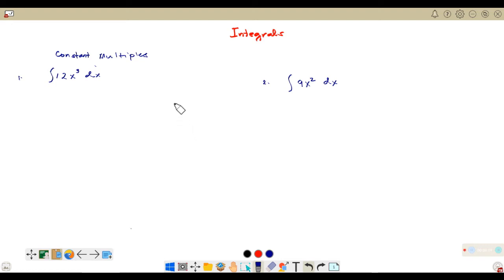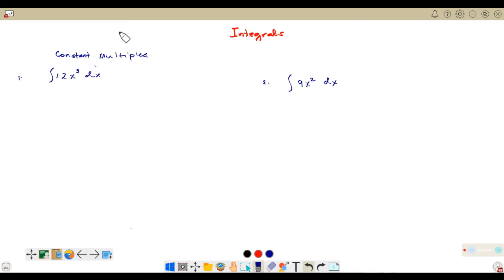We're going to give more examples on how to solve indefinite integrals, and we will start with functions with constant multiples. For number 1, we're given the integral of 12x cubed dx. So we have to find the integral of 12x cubed dx. If you will take notice, the parent function here is x cubed. And from x cubed, we can apply our magic formula. But we have 12 here.